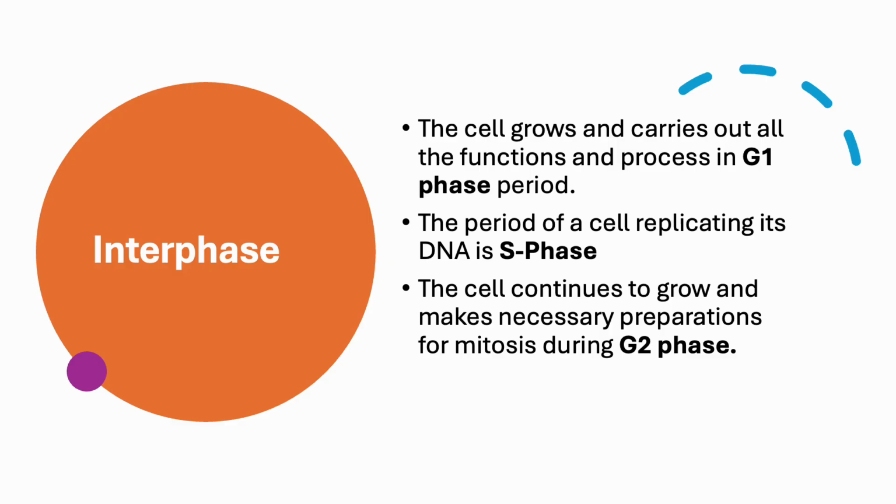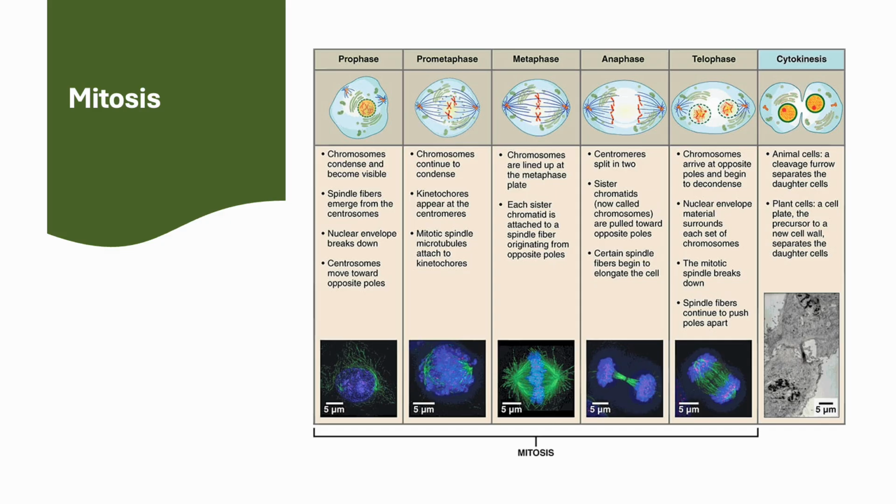The cell of course grows. I said interphase involves the S phase, which is the synthesizing phase, G1, which is the gap 1 phase, and G2, which is the gap 2 phase. The cell continues to grow and makes necessary preparation for mitosis.